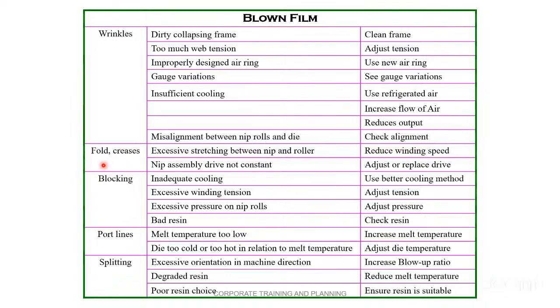The second part is fold creases. Excessive stretching between the nip and the roller. Due to that, folds or creases will be developed there. Then reduce the winding speed. You have to reduce the winding speed at that time. Nip assembly drive not constant. Whatever nip roller you are using, the speed should be uniform, a constant speed. Therefore, adjust or replace the drive.